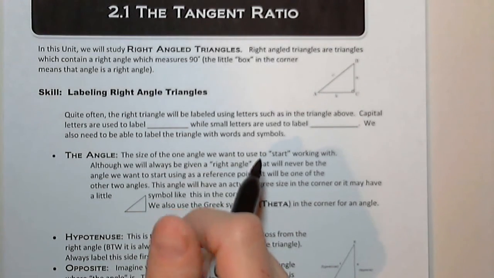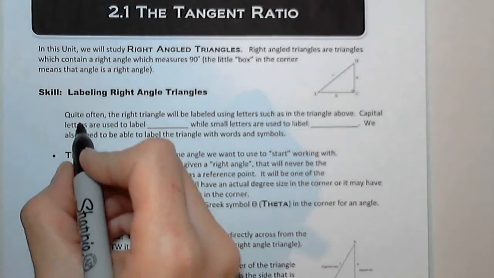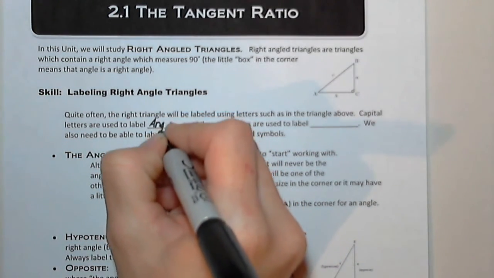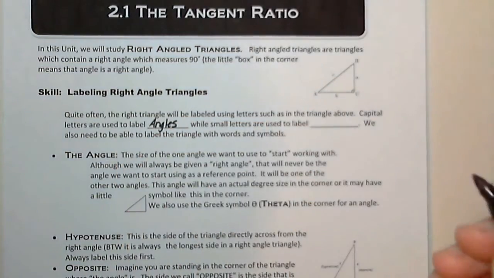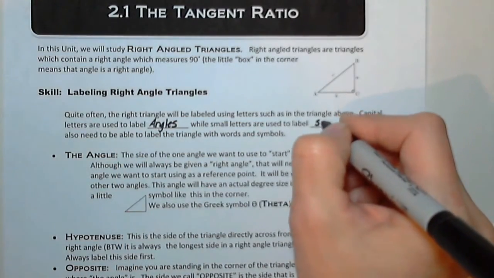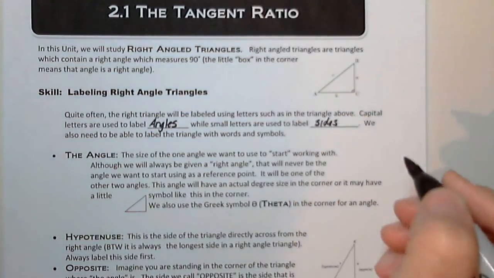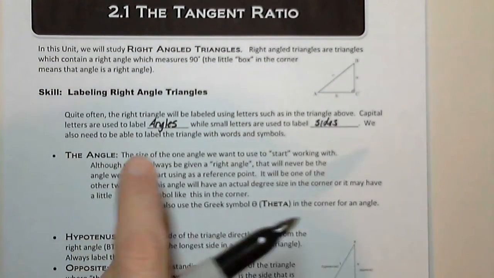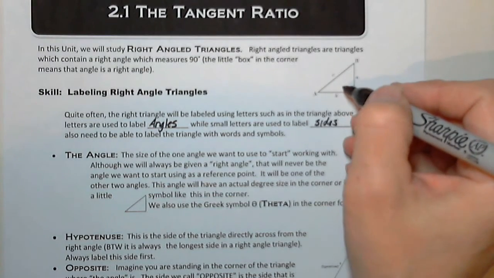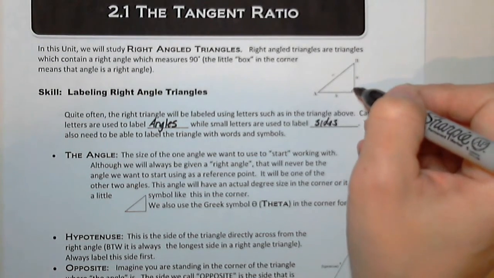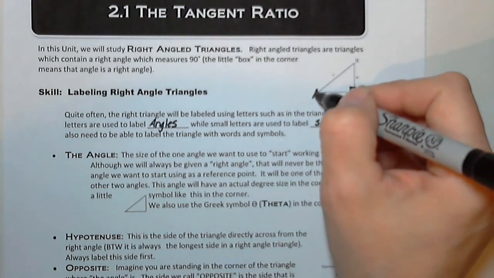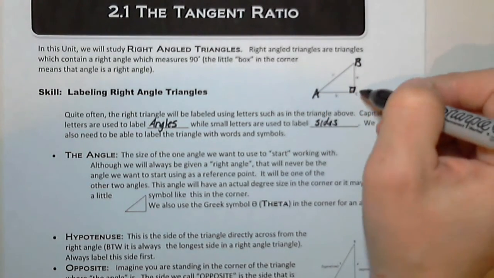So the first thing you need to do is know that capital letters are used to label angles, and small letters are used to label sides. The first thing you need to be able to identify is the angle. Now you'll notice that in this right angle triangle there are three angles. There's the right angle, which is right here. There's angle A, which is here, and angle B, which is here.